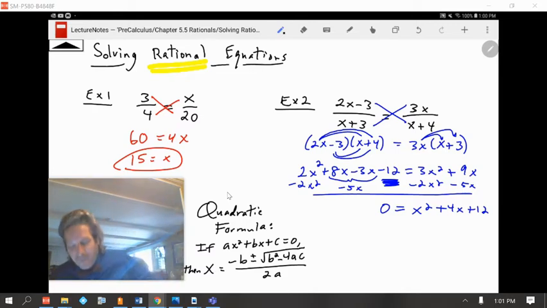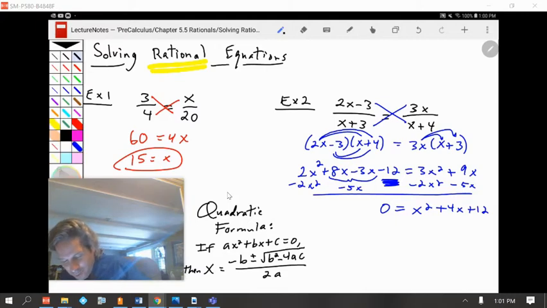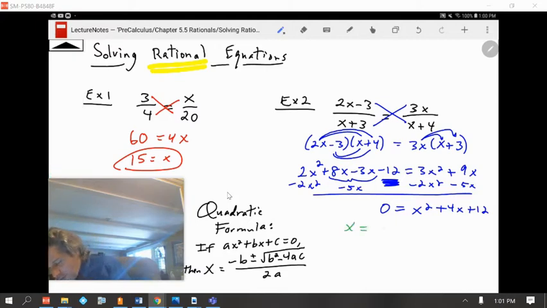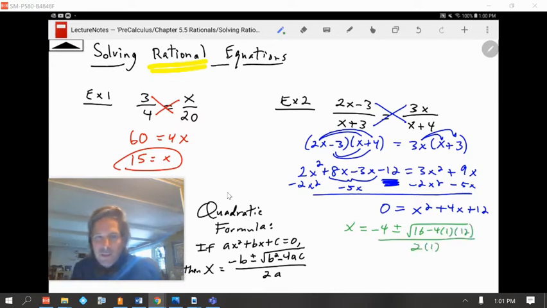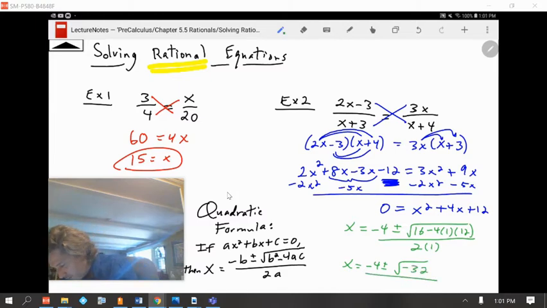So, for this problem, I'm tired of the blue. Let's pick a new color for the answer. x equals negative 4 plus or minus the square root of 16 minus 4 times 1 times 12 all over 2 times 1. And we do have a radical. And underneath that radical, for this particular problem, we have 16 minus 48. And what is 16 minus 48? 16 minus 48 is negative 32.